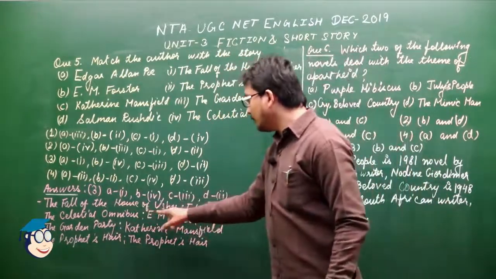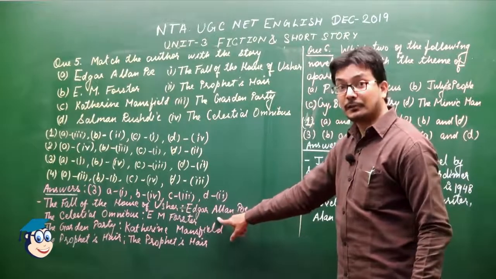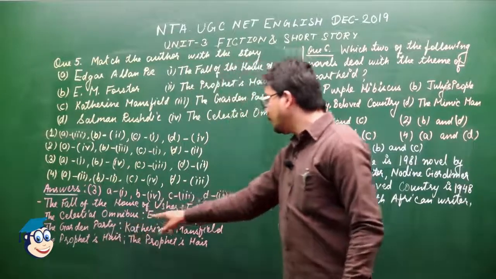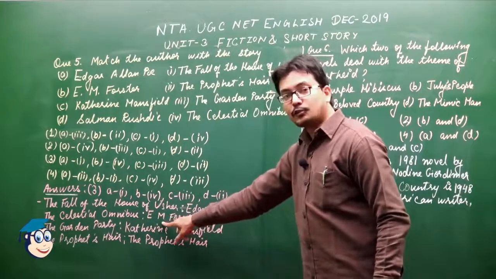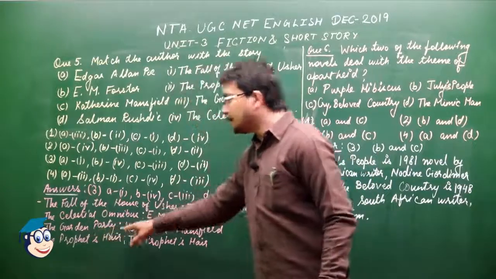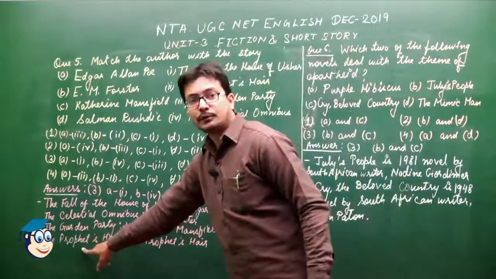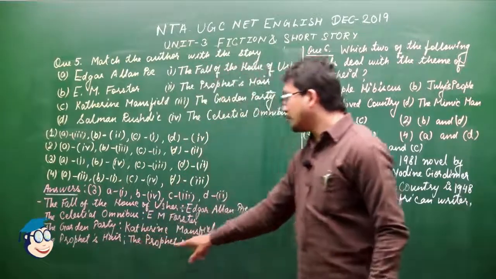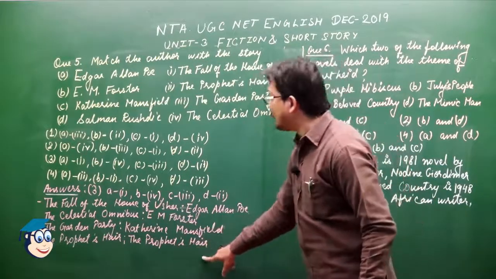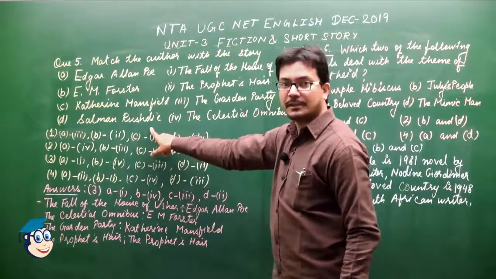The Fall of the House of Usher is the story written by Edgar Allan Poe, the American novelist and short story writer. The second, The Celestial Omnibus, is another story by E.M. Forster. The third story, The Garden Party, is by Katherine Mansfield. And the fourth story is The Prophet's Hair, written by Salman Rushdie.